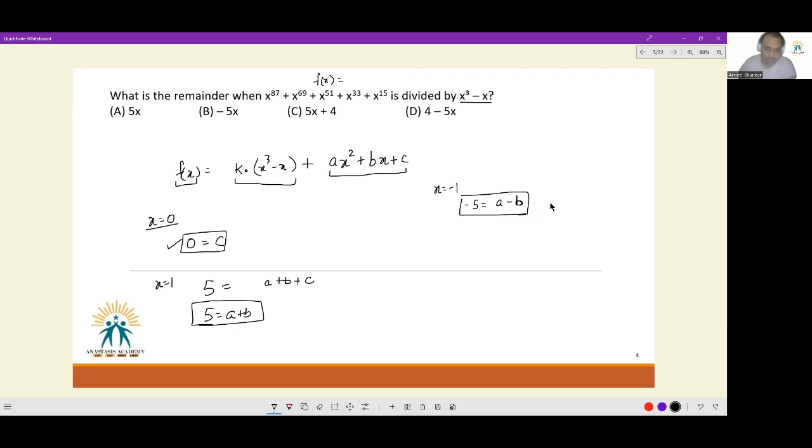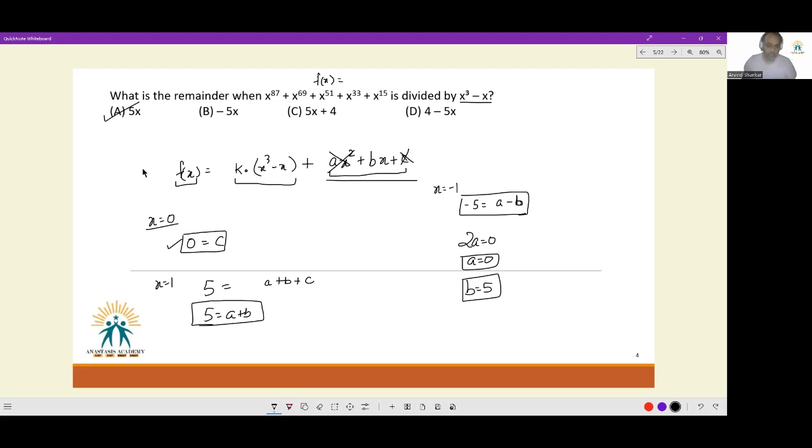Now see, A plus B is 5. A minus B is minus 5. When we add both these sides up, we get 2A is equal to 0 or A is equal to 0. If A is also equal to 0, B has to be equal to 5. If B is equal to 5, look at this remainder portion. Ax square, A is 0, so it is no longer considered in our remainder consideration. C is 0, no longer considered. Finally, we are left with B equal to 5. So the remainder that is left is 5.